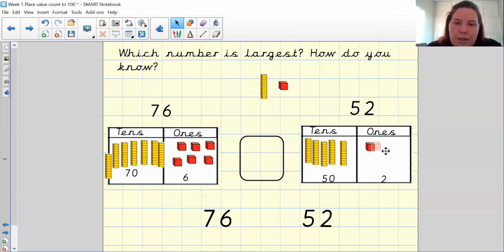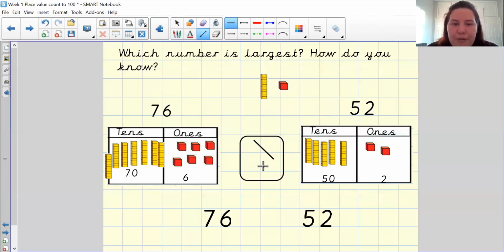1, 2. So which one has the most tens? Well done. 70 has more than 50. So my biggest number would be this side, which means my crocodile is going to face the biggest number.